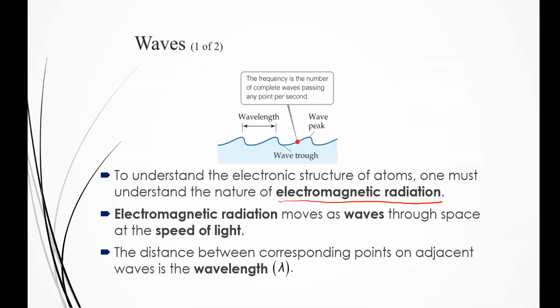Now, what's interesting is that all of the electronic structure of an atom is based on this type of radiation. What you want to know about it is that it moves as waves through space, and it all moves at the same speed, the speed of light. So it doesn't matter whether you're an electron or a photon, right? All of the electromagnetic radiation that we're going to talk about moves at the same speed, and that's the speed of light.